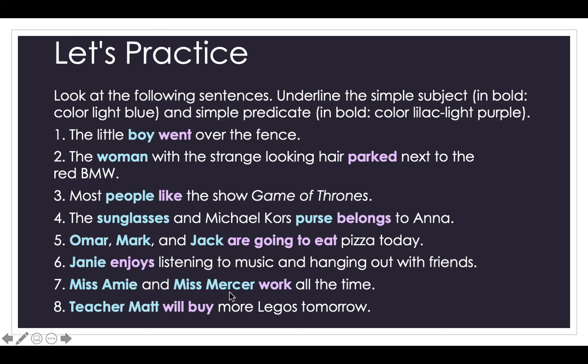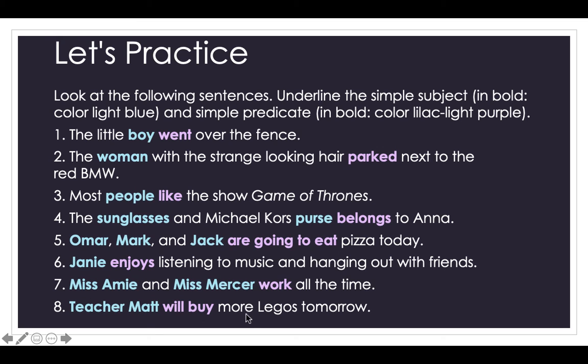Miss Amy and Miss Mercer work all the time. Miss Amy is a subject. Miss Mercer is a subject. But we take the whole thing together, and that's our complete subject, Miss Amy and Miss Mercer. Then we have our verb, work, and then work all the time is our complete predicate. And work, you could call it a verb, or you could call it a simple predicate.